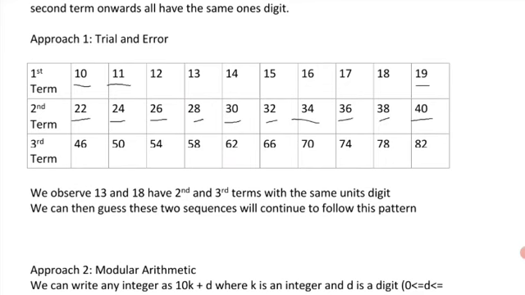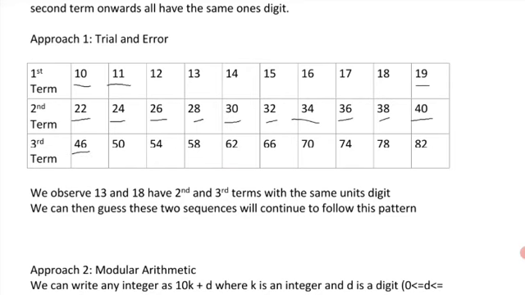Now, we need to know that from the second term onwards, all the terms have the same ones digit. So let's take a look at the third term then. To compute the third term, we need to take the second term and again apply what's given in the question to find the next term. So for the second term of 22, the third term will be 2 times 22 plus 1, which is 2 times 23, which leaves us with 46.